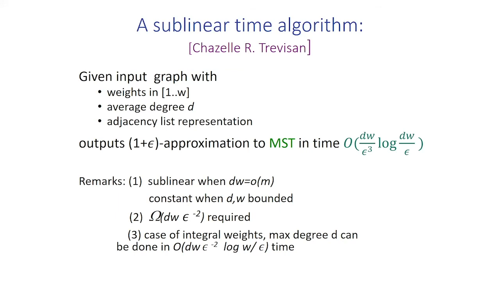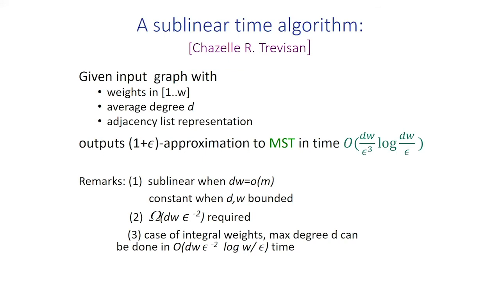There's a lower bound of DW over epsilon squared, so we know that's required. And if you have integral weights instead of arbitrary weights in this range, then you can do a tiny bit better, like one epsilon fraction better. Because actually this is the case that we wrote the algorithm for, and then you can extend it to this by sort of rounding. Okay, so that's why that is. All right.